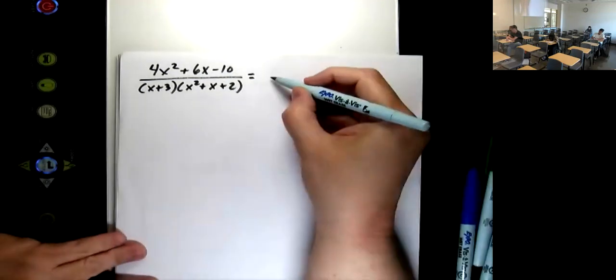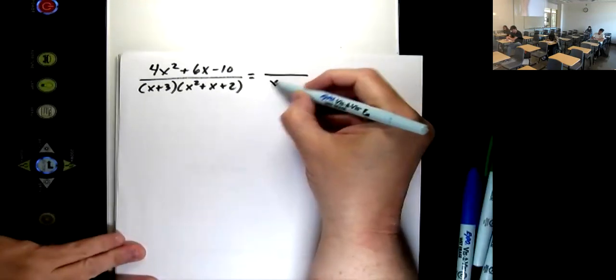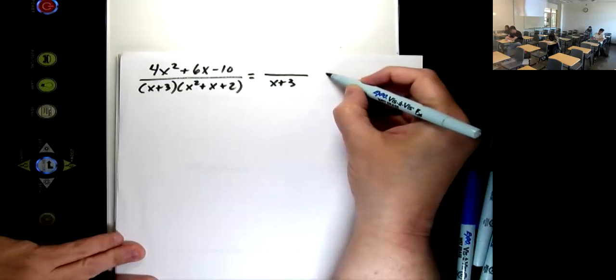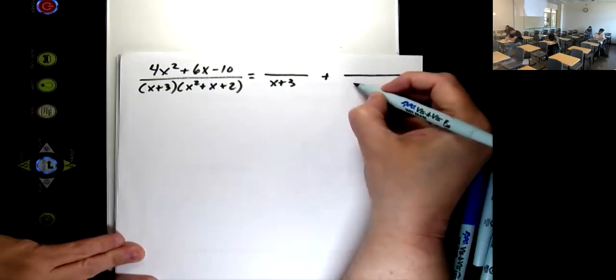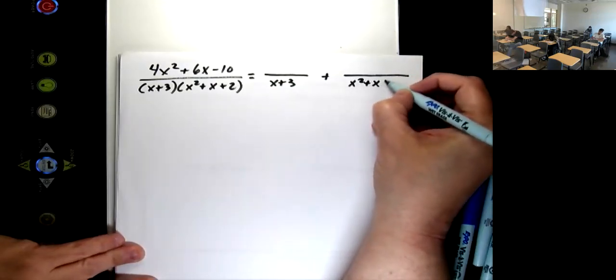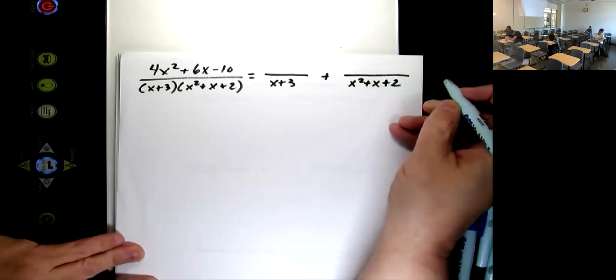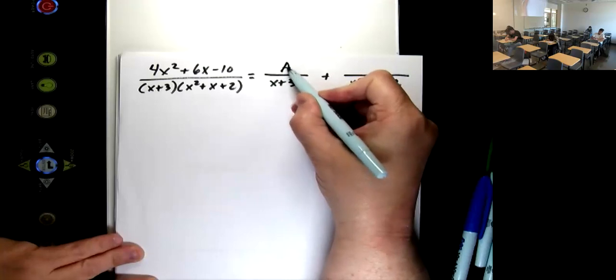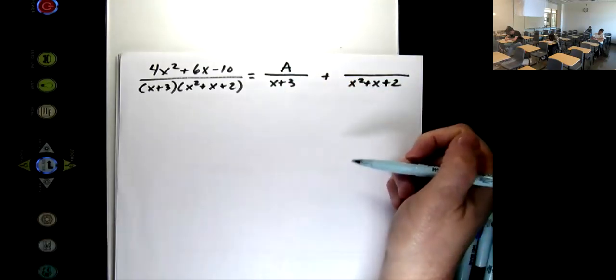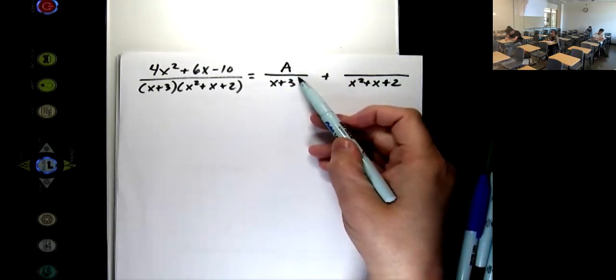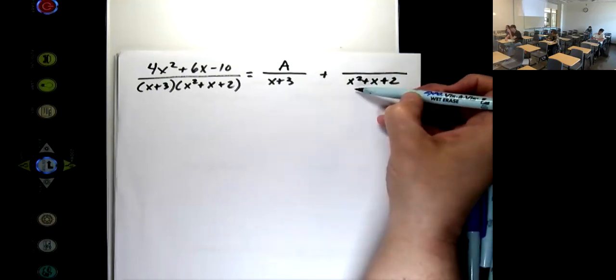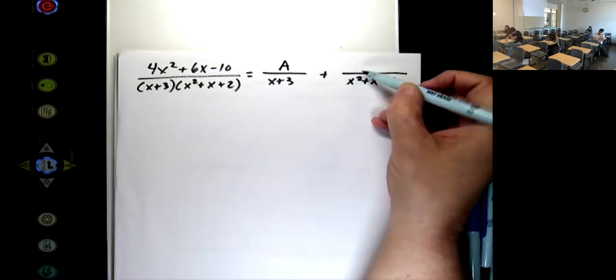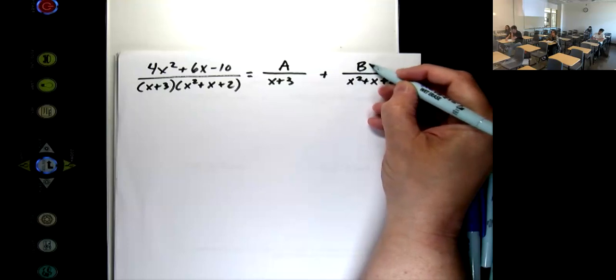That trinomial does not factor. So we will have a denominator of x plus 3, and a denominator of x squared plus x plus 2. This one, 1 degree smaller, is just a constant. On this one, 1 degree smaller means I have to have an x in there. So I'm going to have a bx plus c.